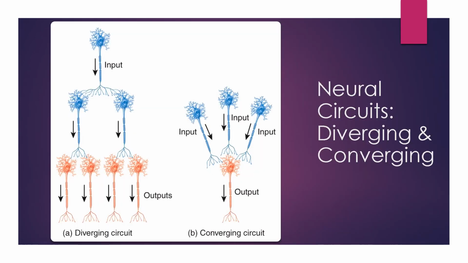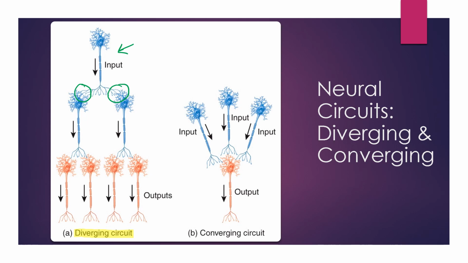So a single presynaptic neuron may synapse with several postsynaptic neurons. This type of arrangement is called divergence. And so we would name this a diverging circuit, where we have one presynaptic neuron that is synapsing with 2 postsynaptic neurons here. So this allows one presynaptic neuron to influence several postsynaptic neurons, or several muscle fibers, or several glands, for example.